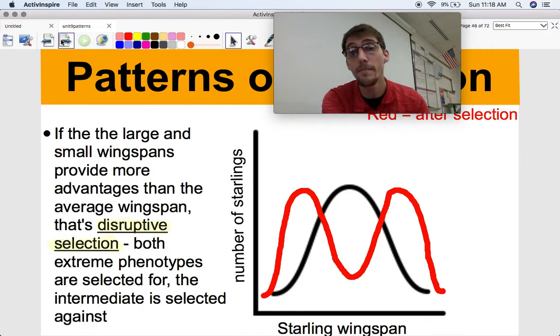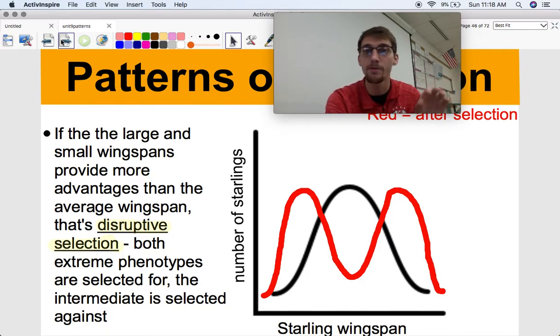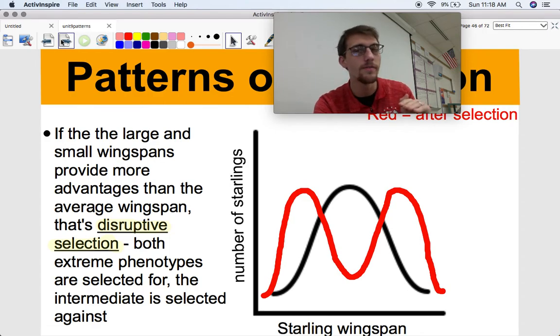Okay, and our third mechanism of natural selection is what we call disruptive selection. And it's almost the exact opposite of stabilizing selection. So think of another scenario here. Just pretend with me. Okay, if the large and the small wingspans provide more advantages than the average wingspan, that's what we call disruptive selection. Okay, so in this scenario, having big wings and having little wings provide their own separate advantages. And if you're right in the middle, you don't get either of those advantages.